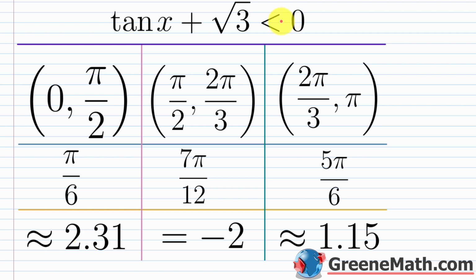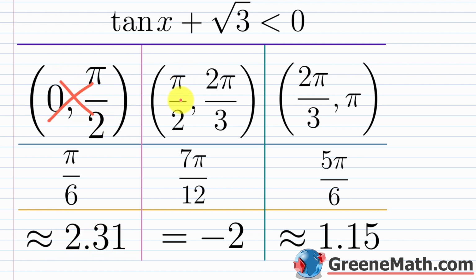Essentially, you're just trying to figure out, is it positive or is it negative? Basically, if it's negative, it's going to work. It's going to be less than 0. And if it's positive, it's not going to work because it's not going to be less than 0. So in this interval between 0 and pi over 2, I chose pi over 6. If you plug that into your calculator, you're going to get about 2.31. So this is positive, so this is not going to work.